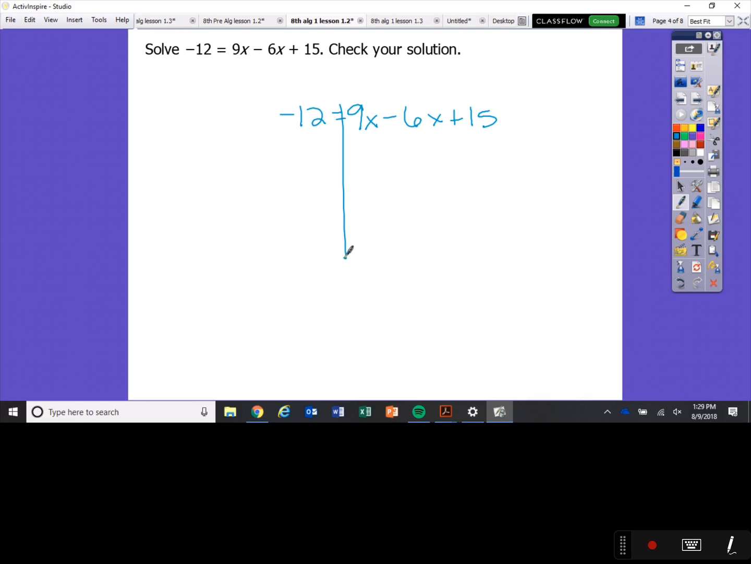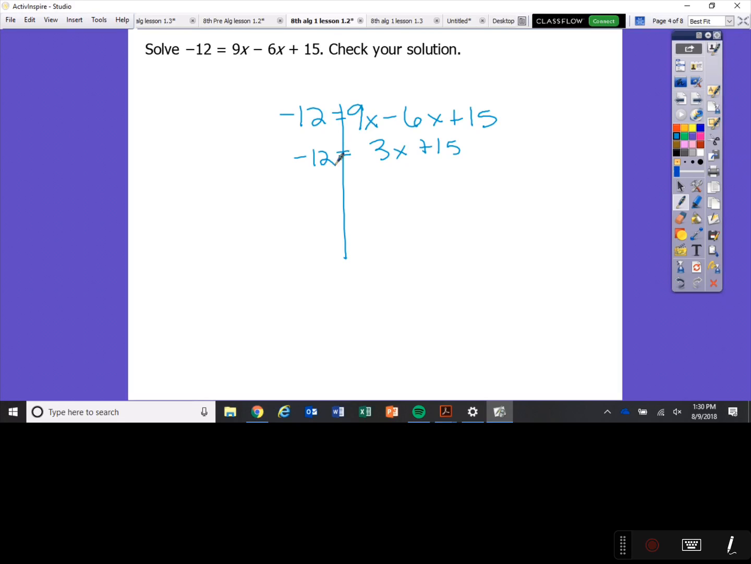What we have to ask ourselves now, so we recognize there's 2 x's, are those x's on the same side? Yes, that makes our life really easy. Because all we have to do is simplify 9x minus 6x, which is 3x. Bring down everything else. Now it looks just like the last problem we did.